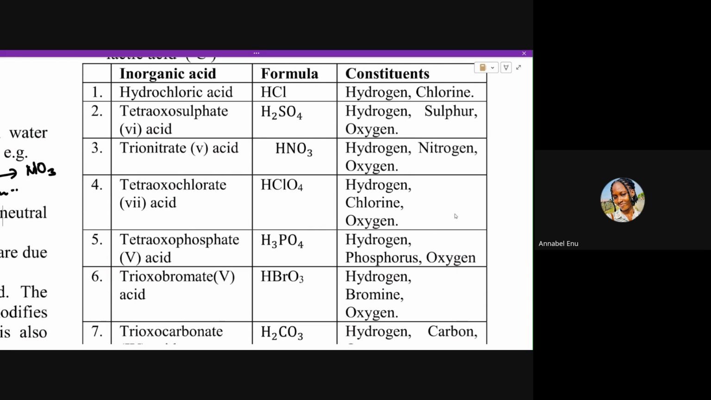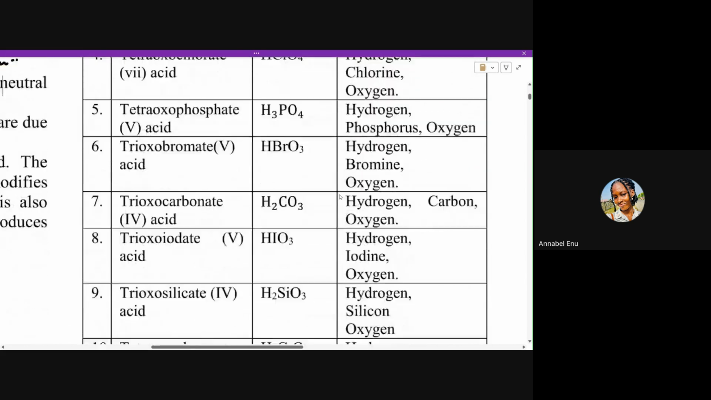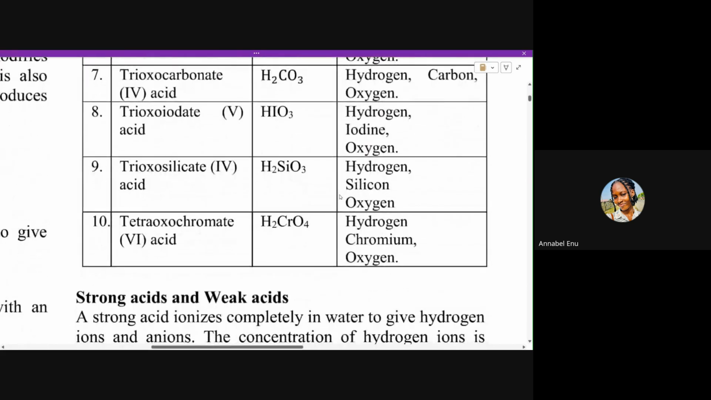Now when we talk about organic acids, we can mention things like ethanoic acid, propanoic acid, butanoic acid. Those are organic, they are natural acids. Then some others, like lactic acid and so on, based on their common names. Now, these ones are inorganic acids, and then we can see the formulas, what they are made of.